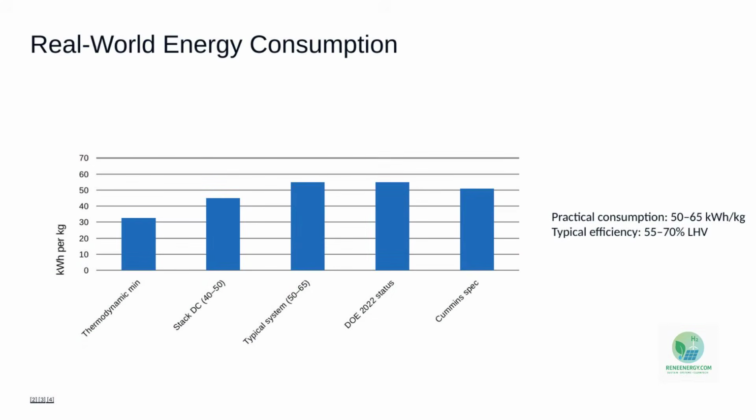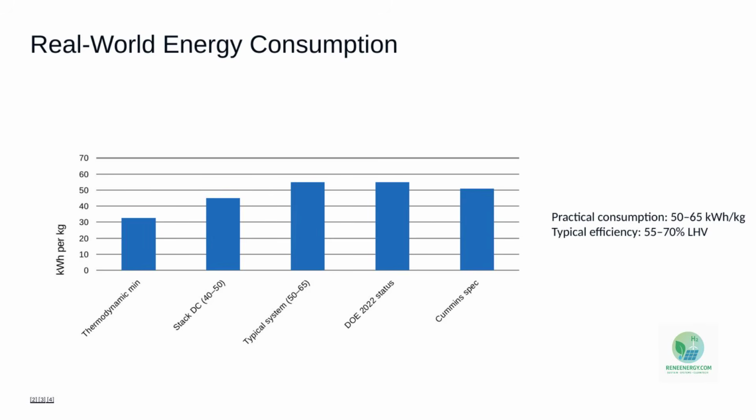While thermodynamics establishes a theoretical minimum of 32.68 kilowatt hours per kilogram, practical electrolysis systems invariably consume more energy due to various irreversibilities. In real-world operations, the energy consumption for the electrolyzer stack itself, operating on direct current, typically ranges from 40 to 50 kilowatt hours per kilogram. When considering the entire system, including power electronics, pumps, compressors, and other auxiliary components, the total energy consumption for a typical electrolysis plant can range from 50 to 65 kilowatt hours per kilogram of hydrogen produced.